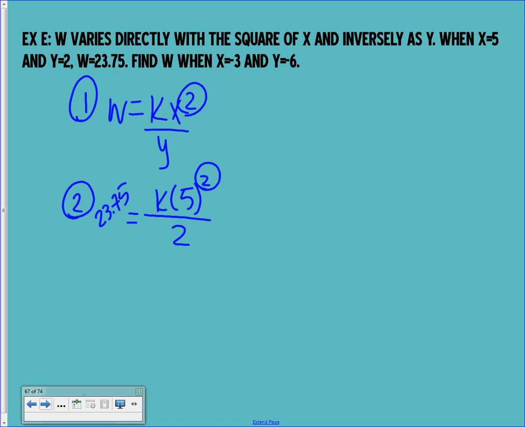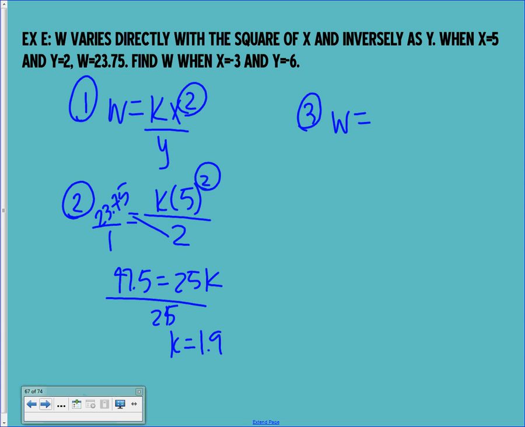23.75. Okay, so it's going to be a little trickier here to solve for k. So my suggestion is to cross multiply all of these, because it's going to keep everything pretty straightforward. So I do 23.75 times 2, which would give me 47 and a half, which would equal 25k, because 5 squared is 25, and then divide by 25, so I should get k to equal 1.9. So then my step 3 was to rewrite that equation with a k value in it, so 1.9 x squared over y, again keeping your powers all along.